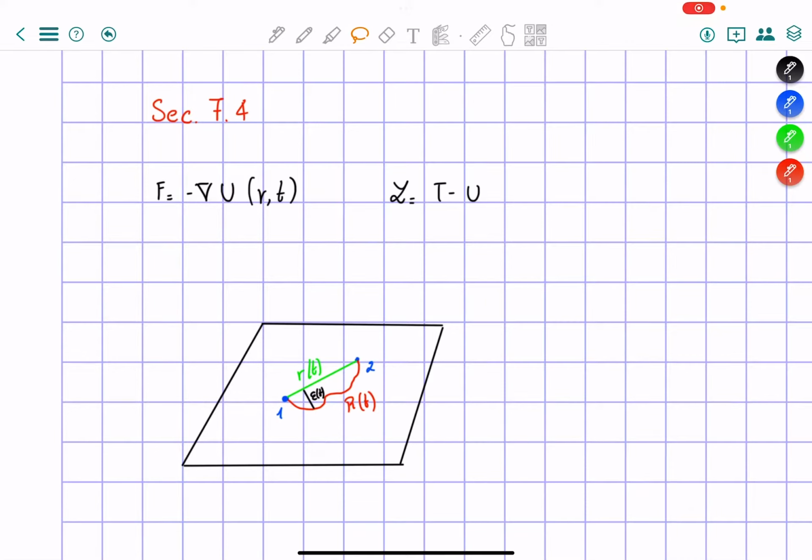And we know from previous chapters that the force is equal to the negative gradient of the potential energy, which will be in terms of r and t. And of course, the Lagrangian is equal to the kinetic energy minus the potential energy.